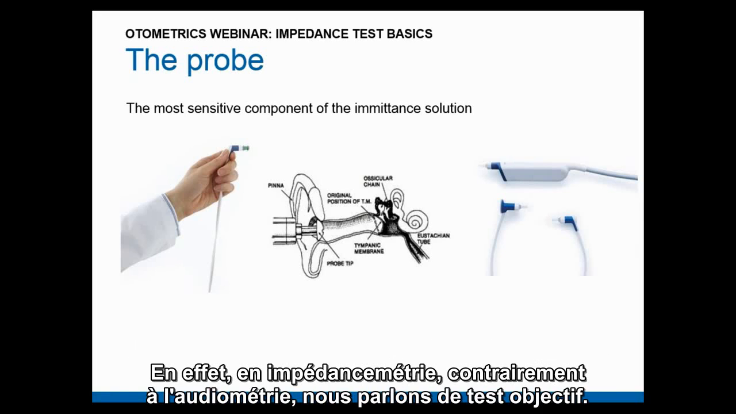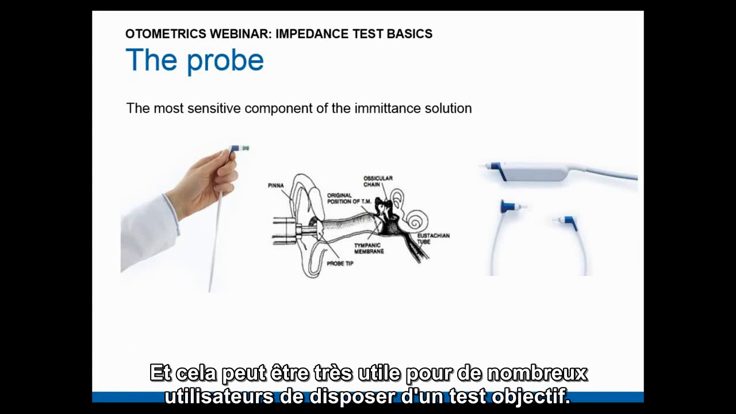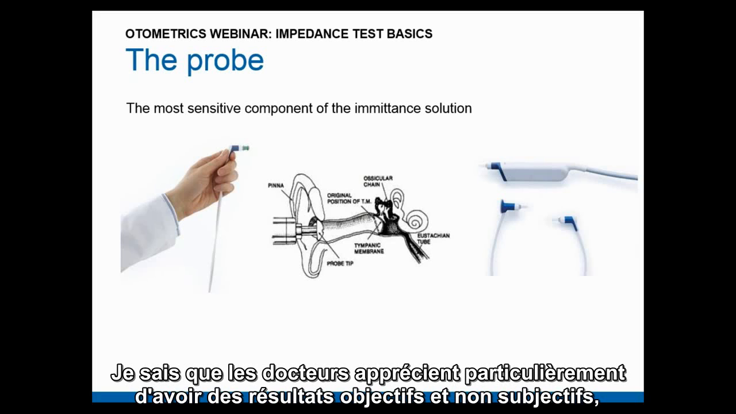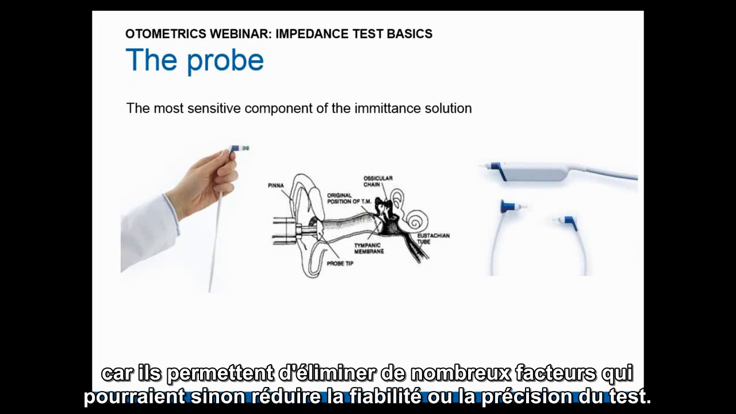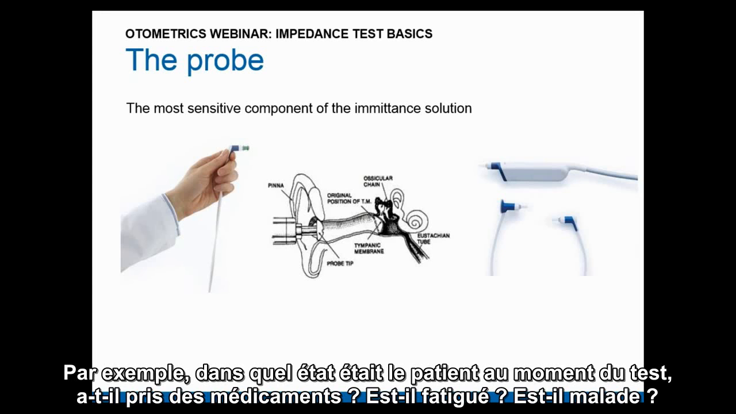But it's also important when you choose the probe to select different elements which are very sensitive to keep the control of your test. Because when we talk about immittance, if you compare to audiometry, the difference is we are talking here about an objective test. And it can be very, very good for many users to have an objective test. I know the doctors also really like to have objective results compared to subjective results, of course, because they can remove a lot of factors which could actually decrease the reliability or the accuracy of the test, like how is the patient at that period of time when we do the test?